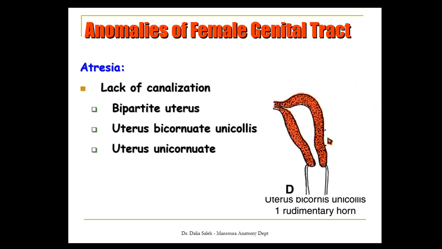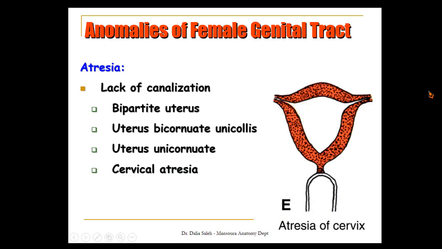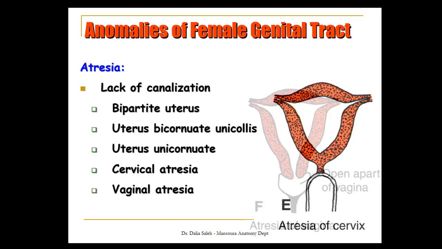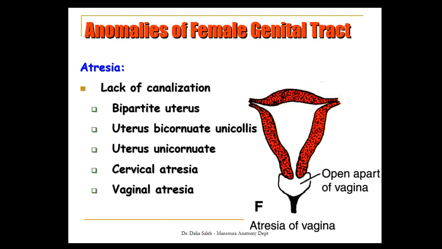Or there is complete atresia of one half or one side of the paramesonephric duct, so we end up with just uterus unicornuate, just a body and a cervix and a vagina of just one side of the two paramesonephric ducts. Or the atresia could affect only the part that will form the cervix, so we have cervical atresia. Or the vagina too could have atresia, so we end up with vaginal atresia.